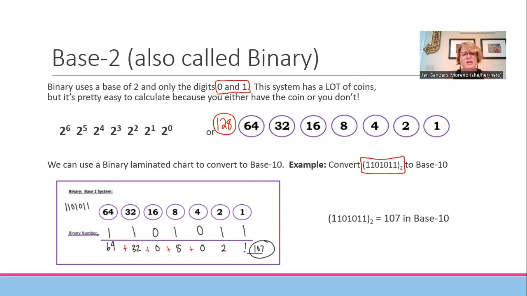So that multiplication I was talking about with the 8s, when you saw I had 8 times 4, right? I had 4 8s. Yeah, here you don't have any multiplication. You just either have it or you don't. You have the coin or you don't have it. So it turns out that 1 1 0 1 0 1 1 in binary is the same number as 107 in our base 10.